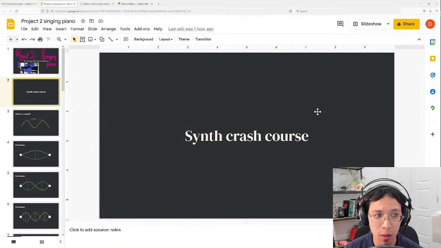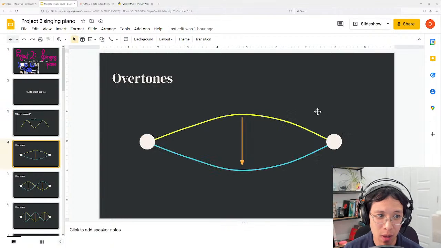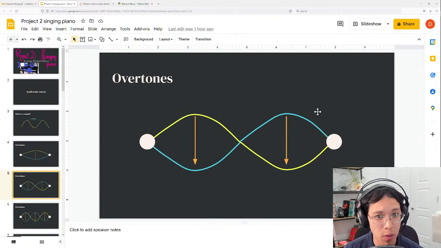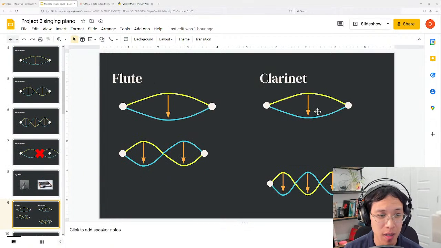Last week I went over a quick synthesizer crash course, which was: what is a sound? A sound's a wave. What are overtones? Overtones are different modes of vibration for a wave. What are synths? They are basically ways to artificially create a certain musical sound, and the way you do that is you copy the overtone pattern, because two different instruments can play the same note, have the same fundamental frequency, but the amount of overtones and the types of overtones each instrument has will differ. So that's the idea behind a synthesizer. We're just trying to copy that overtone pattern and replicate it.